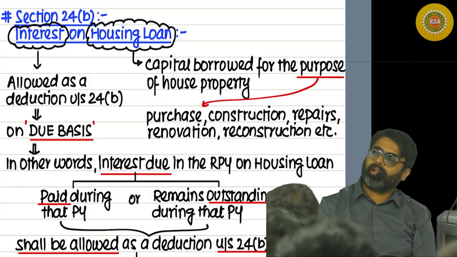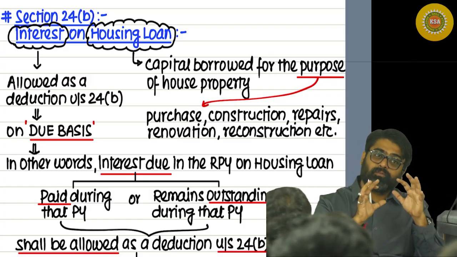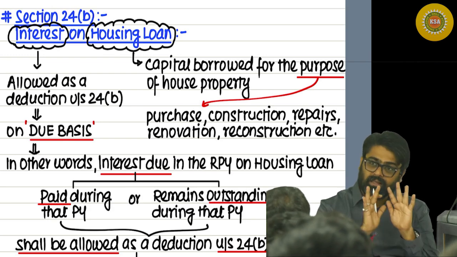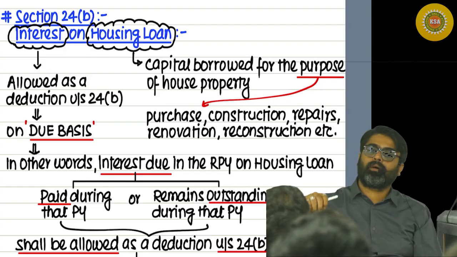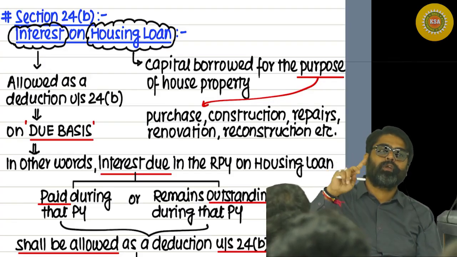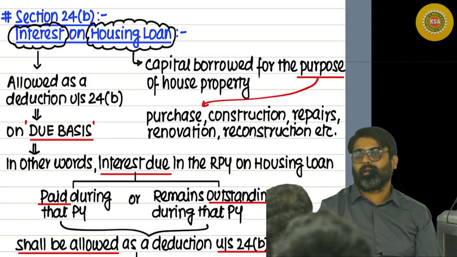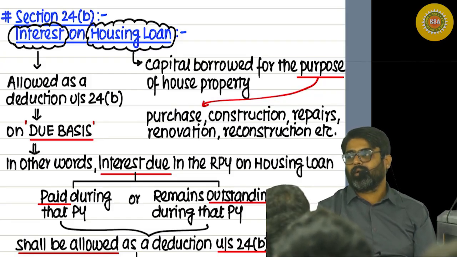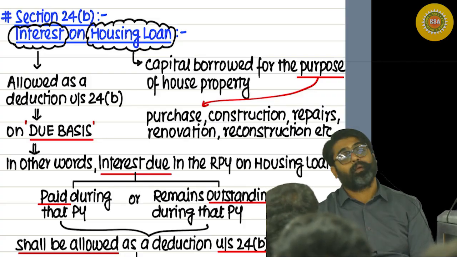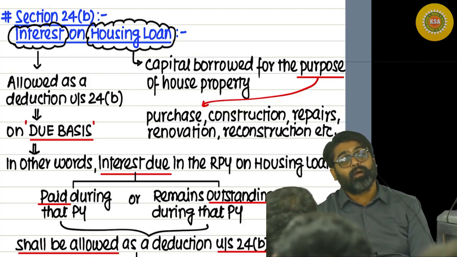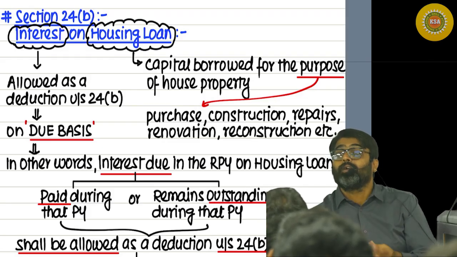But what if the property is SOP? Then the entire interest which becomes due for the relevant previous year will be allowed, subject to a maximum of 30,000 or 2 lakhs as the case may be. Wait. Sir, municipal tax is allowed on what basis? But sir, you are now saying that the interest is allowed on due basis.